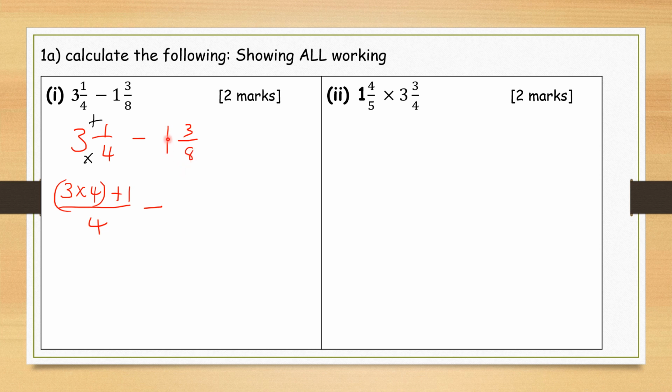So we multiply the whole number by the denominator, and then we add the numerator. So that is 1 times 8 plus 3/8. So that's going to give us 13/4 minus 8 and 3, 11/8.